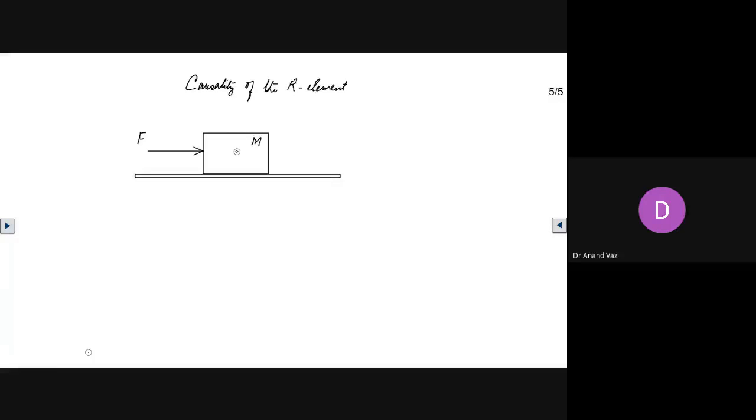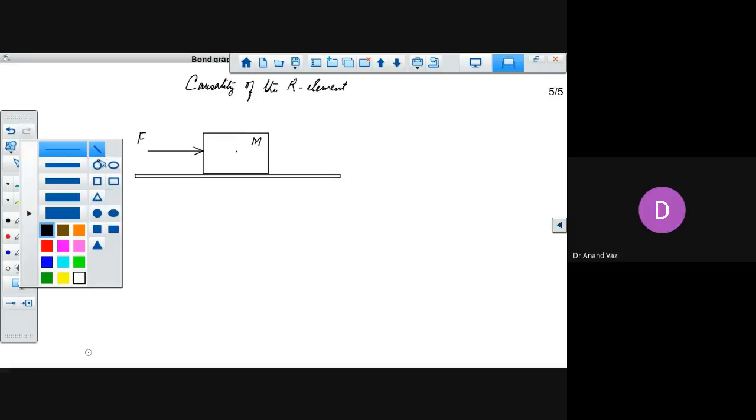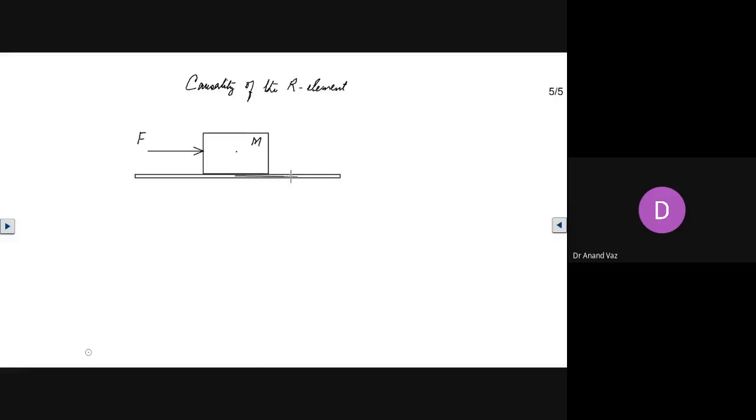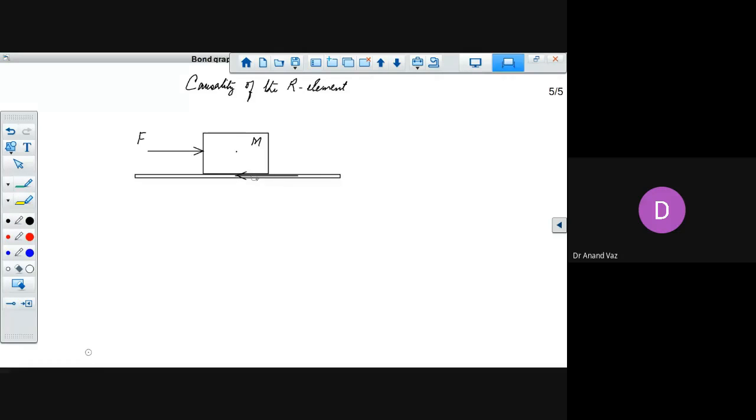So we have this mass here, M. We have this force being applied here, and we know that there will be a frictional force between these two. It will result on account of this. So let's represent the frictional force over here. We'll show it like this. We have the frictional force, say it is given by Fr.